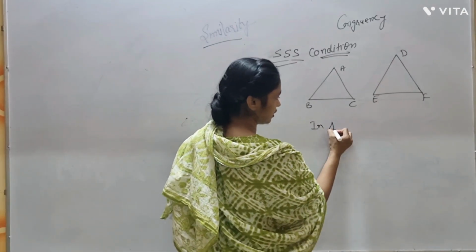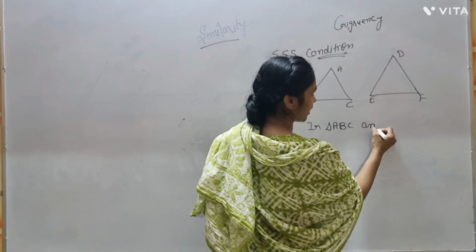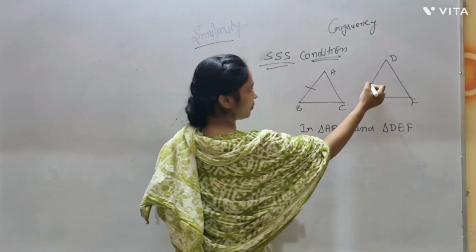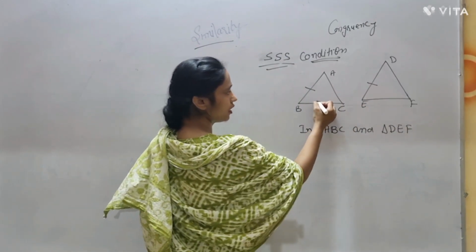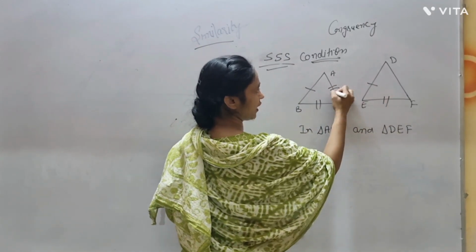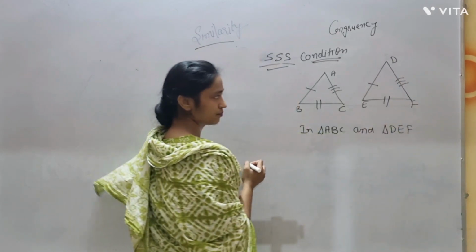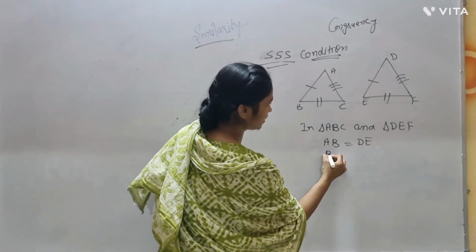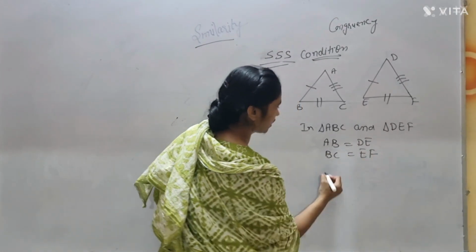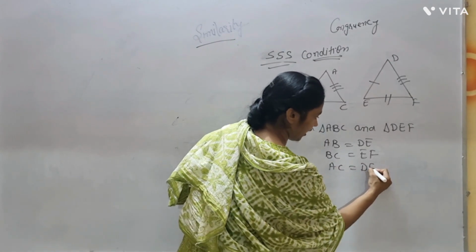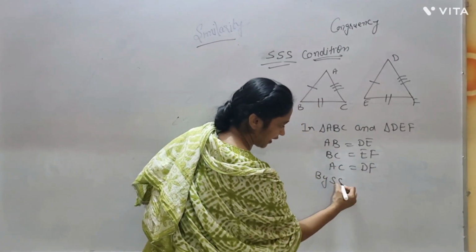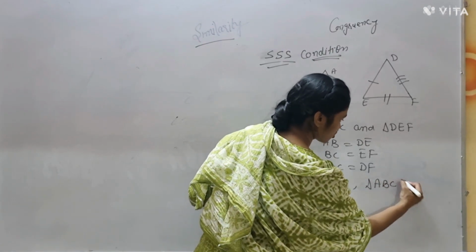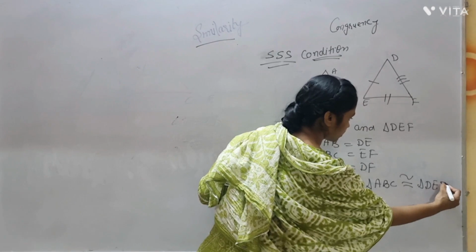So in triangle ABC and triangle DEF, if AB is equal to DE, BC is equal to EF, AC is equal to DF, we will write AB is equal to DE, BC is equal to EF, AC is equal to DF. By the SSS congruence condition, we say that triangle ABC is congruent to triangle DEF.